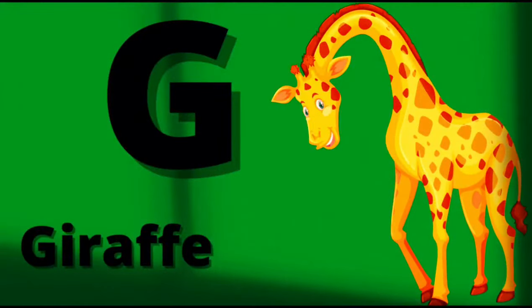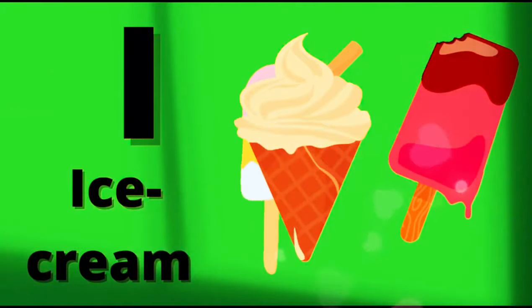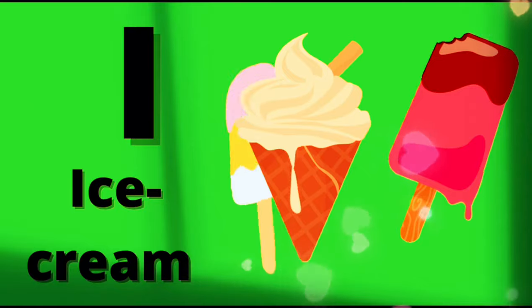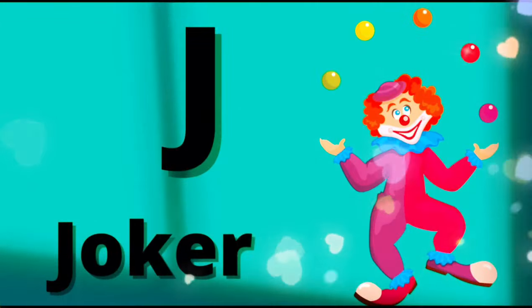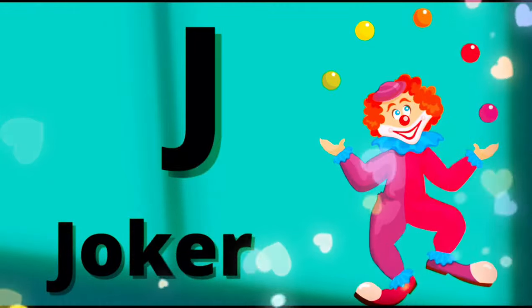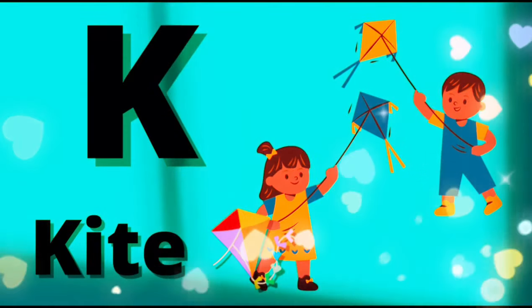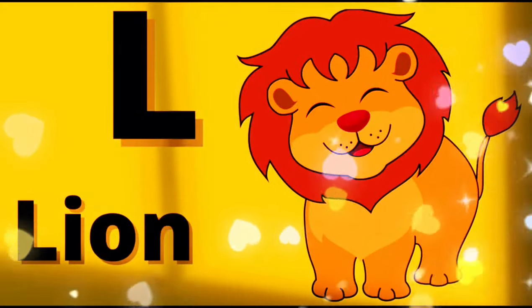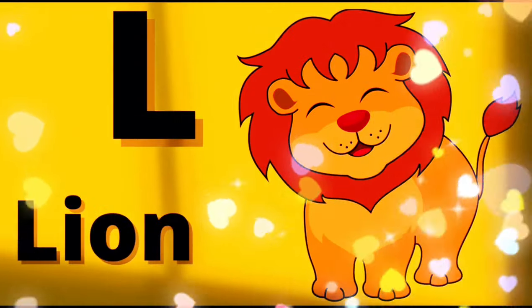G. G for giraffe. तो बच्चों G for giraffe. H. H for hen. तो बच्चों H for hen. I. I for ice cream. तो बच्चों I for ice cream. J. J for joker. तो बच्चों J for joker. K. K for kite. तो बच्चों K for kite. L. L for lion. तो बच्चों L for lion.